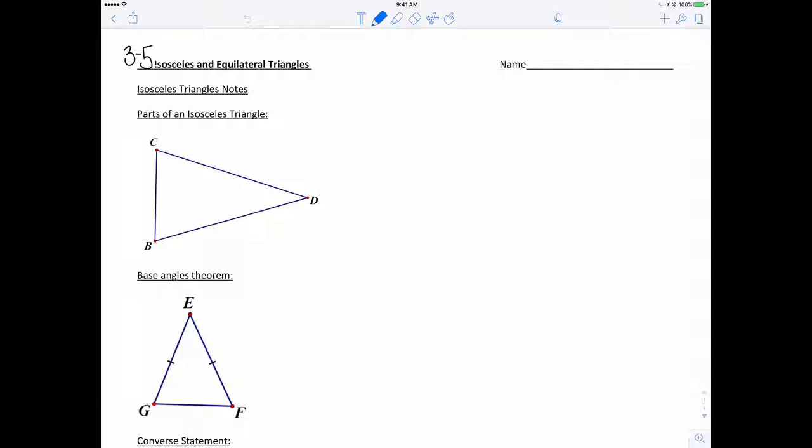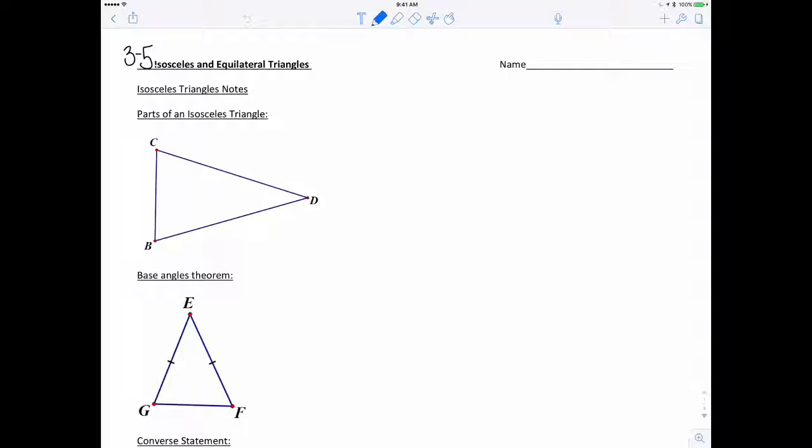Okay, today's lesson we're going to look at isosceles and equilateral triangles. Again, if I go too fast in this lesson, the link for this lesson will be located on Schoology, so you can watch it again as needed, as many times as needed.